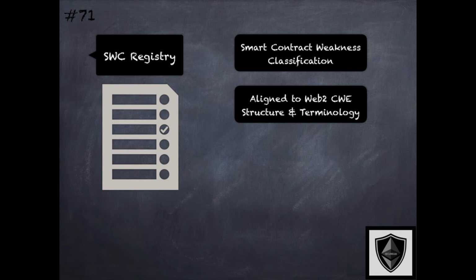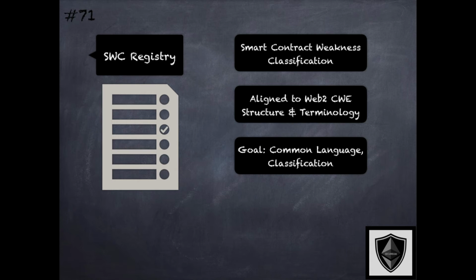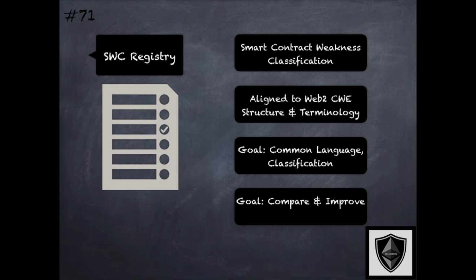The goals of this project are threefold. First one is to provide a way to classify security issues in smart contract systems. And the second one is to define a common language for describing security issues in smart contract systems architecture, design, or code. And finally, serve as a way to train and improve smart contract security analysis tools. This repository is currently maintained by Consensus Diligence and contains 36 entries as of now.